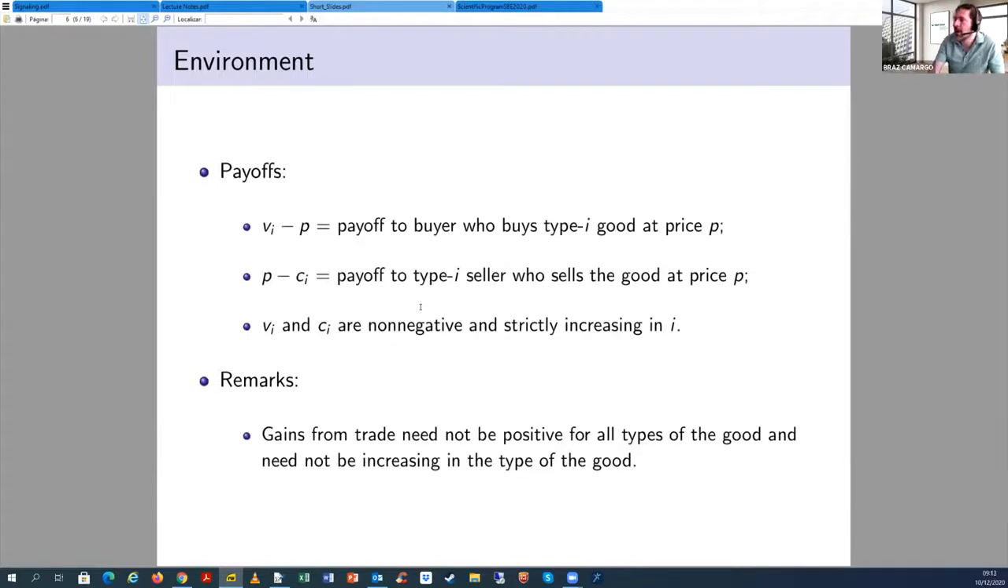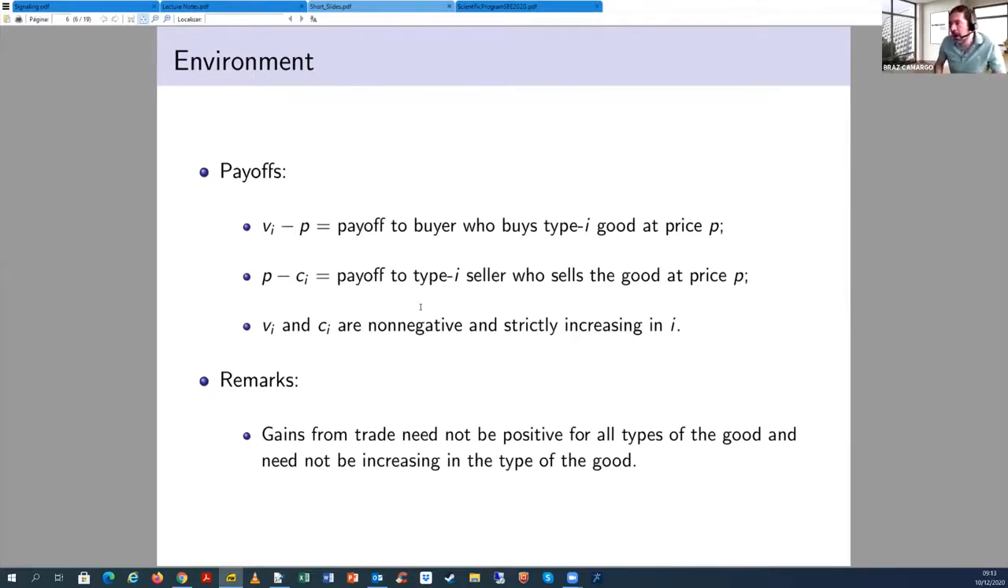Now payoffs are very simple, with a quasi-linear structure. If I'm a buyer and I buy a type I good at price P, my payoff is Vi minus P, where Vi is the value that I attribute to the good. If I am a type I seller and sell the good at price P, my payoff is P minus Ci. Ci is non-negative, and measures the opportunity cost of trading for me.